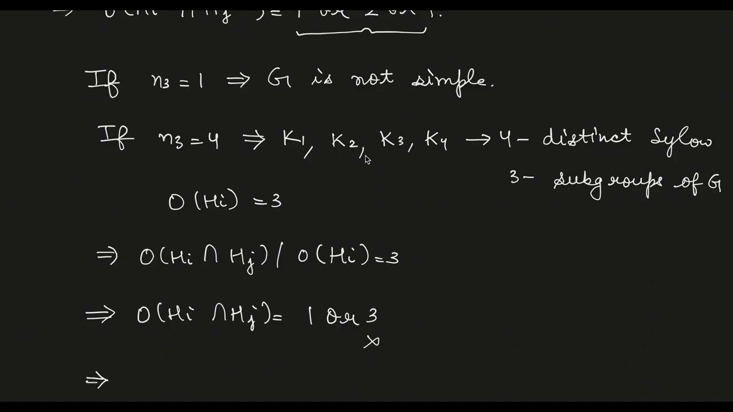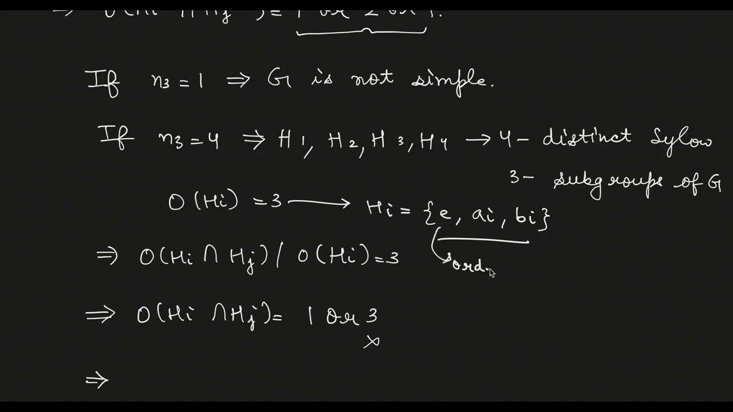So how many elements of order 3 will be here? Here it will be 3, 4, 12. 12 elements of order 3. Oh, all of order 3, 12 will be total. No, the identity has order 1. So H1 will have 2 elements of order 3. The same for all of them, so 2 into 4 is 8. So 8 elements of order 3.